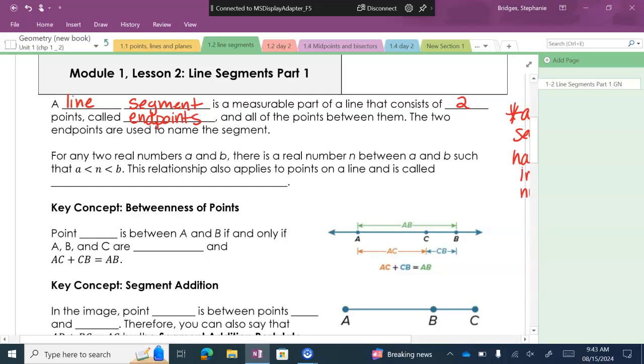All right, the next part, it says, for any 2 real numbers, A and B, there are real numbers in between A and B such that A is the smallest, B is the largest, and everything in between. The relationship also applies to points on the line. And that is called the betweenness of points. Basically, meaning what we talked about. There's an infinite number of points in between any 2 points on a number line.